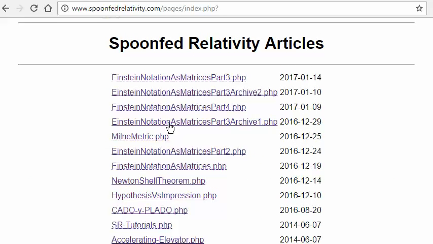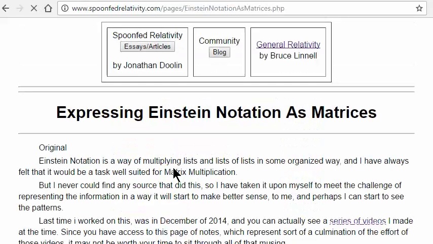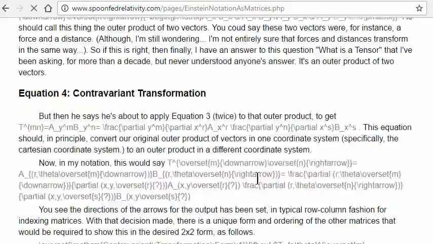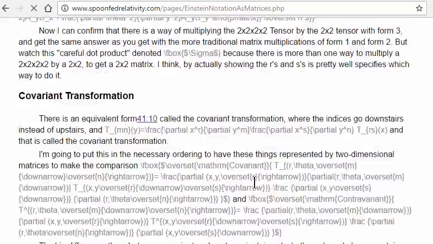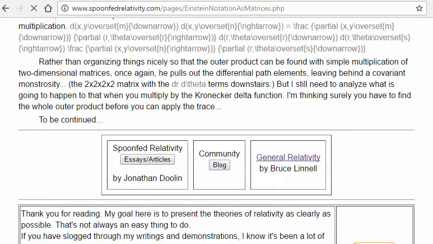You'll see some of the articles have been archived, so if you come out here to look at them, you will want to click on one that is not an archive. But currently I have an original and a part 2 and a part 3 and a part 4, all with their dates on them. Now, if we go to Einstein notation as matrices and come down to the bottom, you'll find that there is a Facebook comment section for each of these documents.